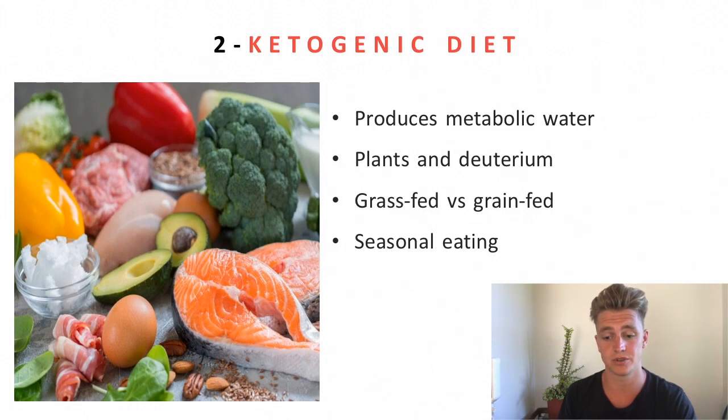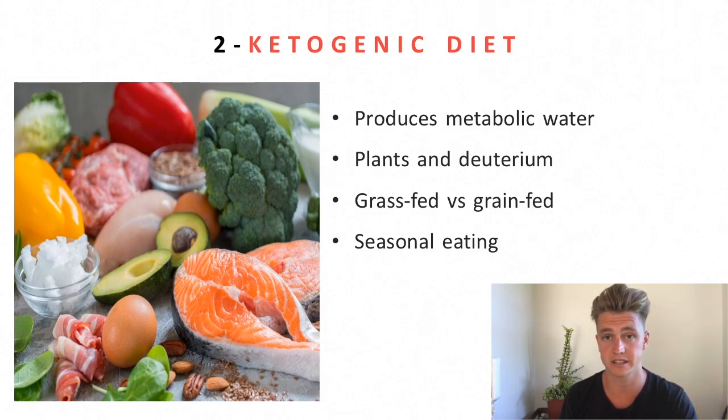The second step you can do is to follow a ketogenic diet. This is actually why a lot of people say the ketogenic diet is so good and makes you feel so good: it is able to deplete your deuterium. One of the reasons is that when your body breaks down fat, it produces metabolic water, which is very low in deuterium. For every kilogram of fat that your body metabolizes, it produces 1.2 liters of water. And animal fats are going to be the best sources there.